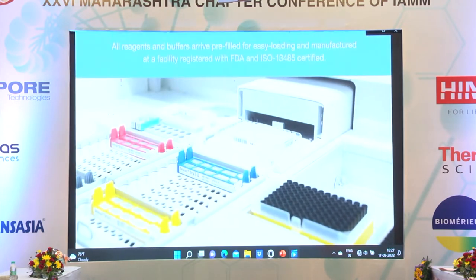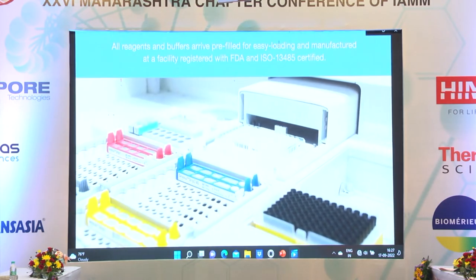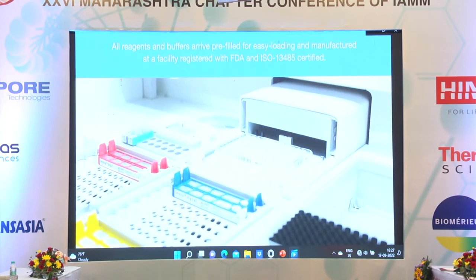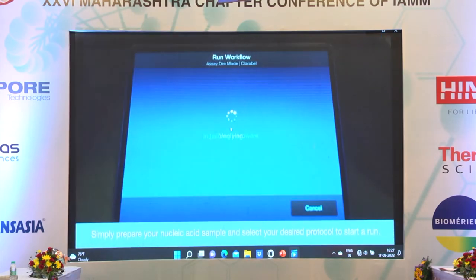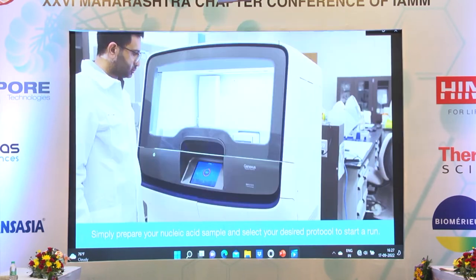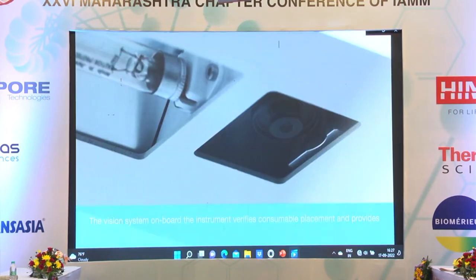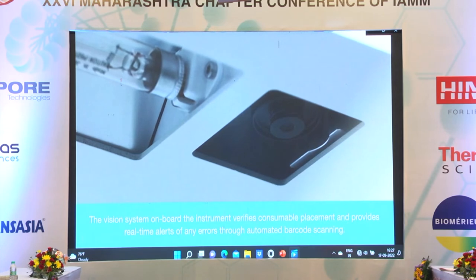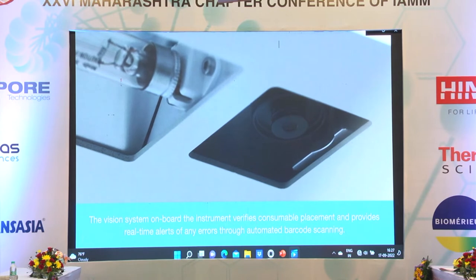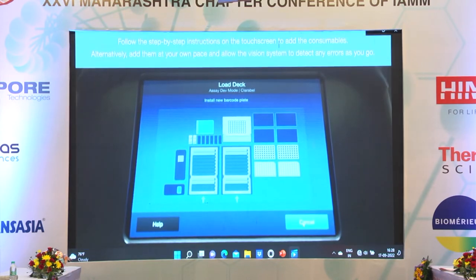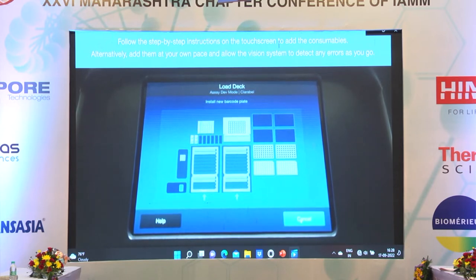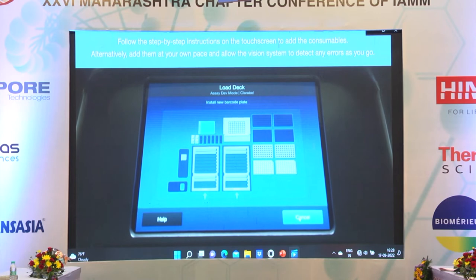All reagents and buffers arrive pre-filled for easy loading and are manufactured at a facility registered with FDA and ISO 13485 certified. Simply prepare your nucleic acid sample and select your desired protocol to start a run. The vision system onboard the instrument verifies consumable placement and provides real-time alerts of any errors through automated barcode scanning. Follow the step-by-step instructions on the touchscreen to add the consumables. Alternatively, add them at your own pace and allow the vision system to detect any errors as you go.